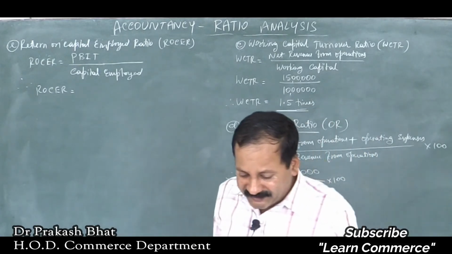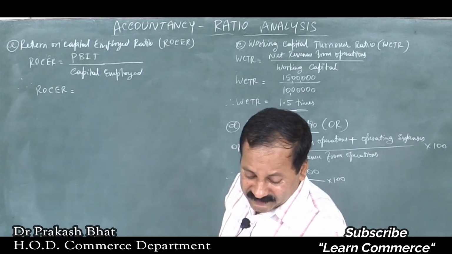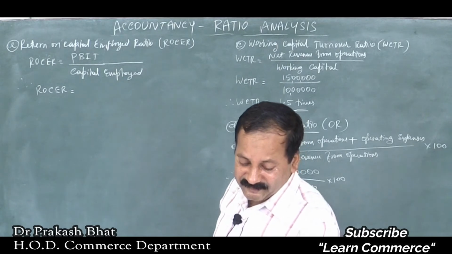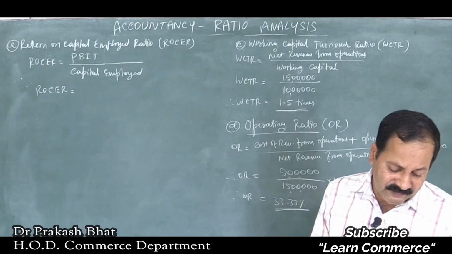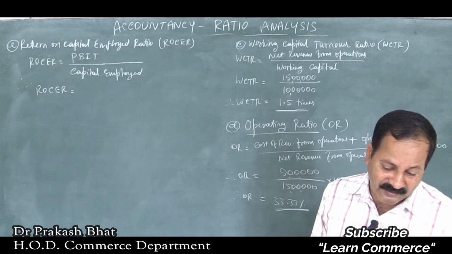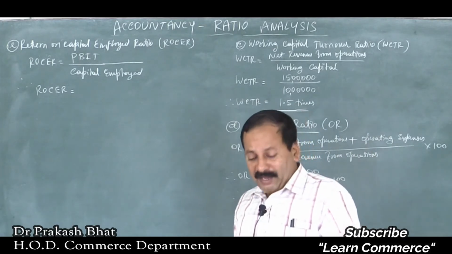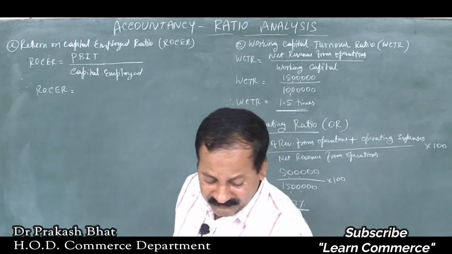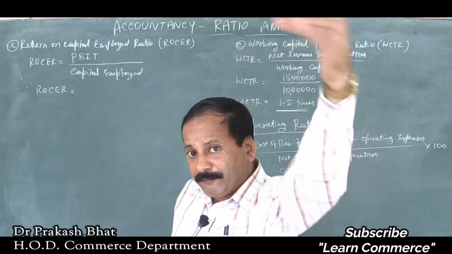Profit before interest and tax. It is given in the problem. Profit after interest and tax is given. How to calculate profit before interest and tax? That is 3 lakh plus 2 lakh. If we add, that is profit before interest and tax. Because profit after interest and tax is 3 lakh, and interest and tax expenses are 2 lakh. So add it together.